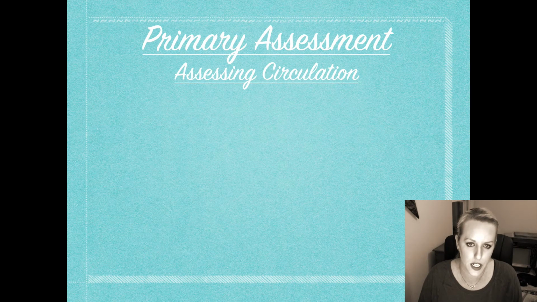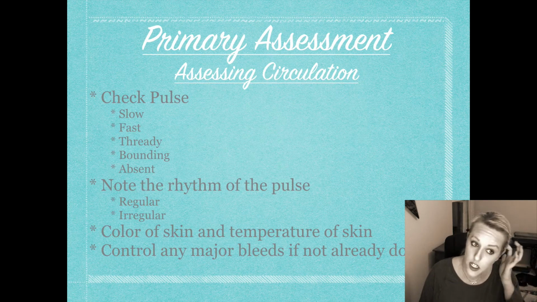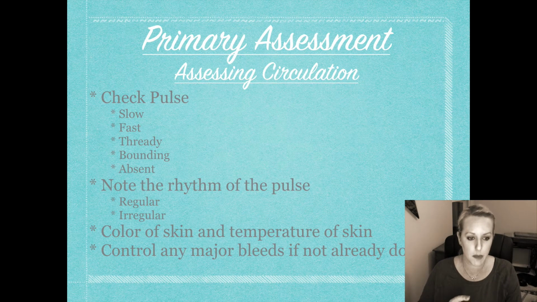We move on to circulation. Here we're going to check their pulse. In a responsive patient, we want to check at the brachial, the radial, and on an unresponsive, we want to check at the carotid. Again, we want to know, is it fast or slow? Right now, we really don't need a number. Is it thready? As in their pulse never really seems to end. It just kind of draws out the whole time.